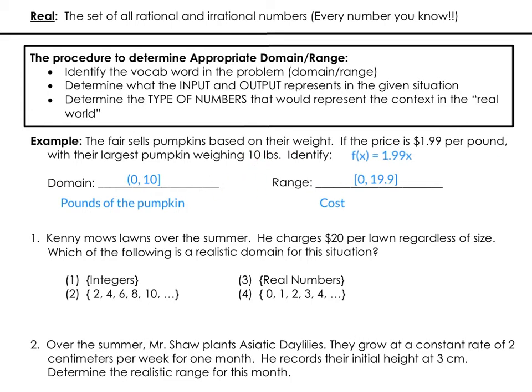Okay, let's try another example. Kenny mows lawns over the summer. He charges $20 per lawn, regardless of the size. Which of the following is a realistic domain for this situation? When we're talking about domain, we're talking about the $20 per lawn, so the number of lawns. Well, let's look at the answers. Can the number of lawns start at 2? Well, what about 0 and 1? So we can't do that one. Can't be choice 2 here. And then 0, 1, 2, 3, 4, well, that seems good.